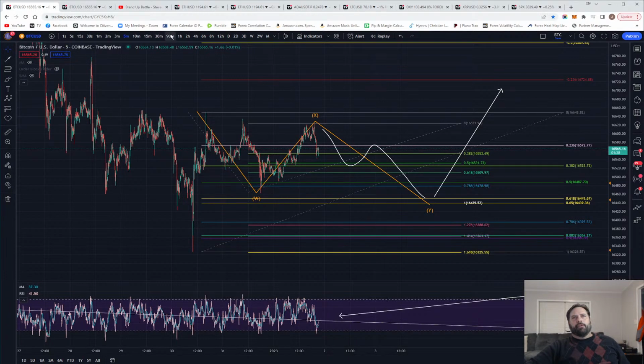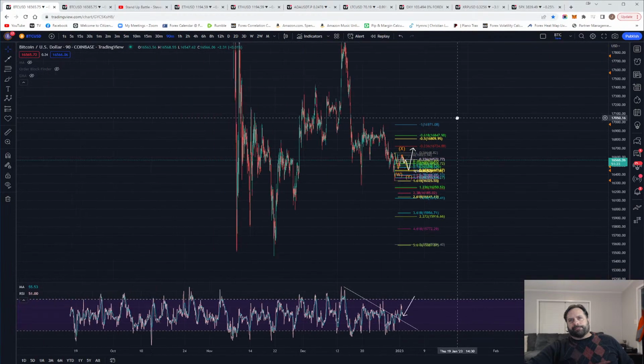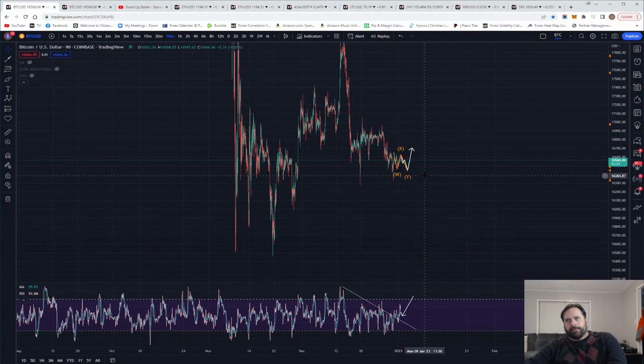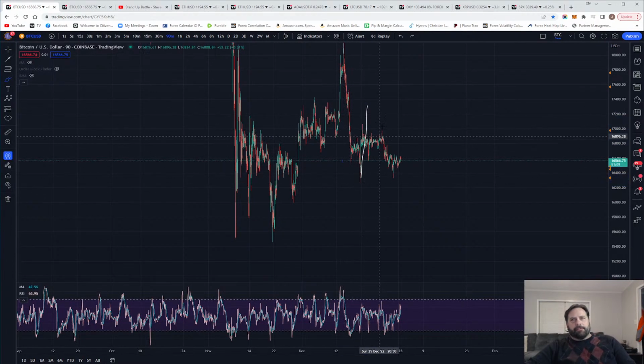Kind of a micro look at the overall wave structure here before I jump into the macro view. You can kind of see what I'm looking at here. I'm thinking here we got an impulse. Okay, I don't think this is a flat. It resembles a flat, I don't think it's a flat. Okay, I think this is an impulse.